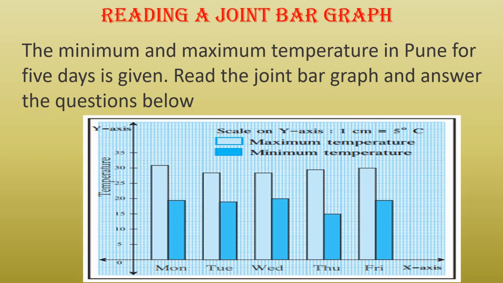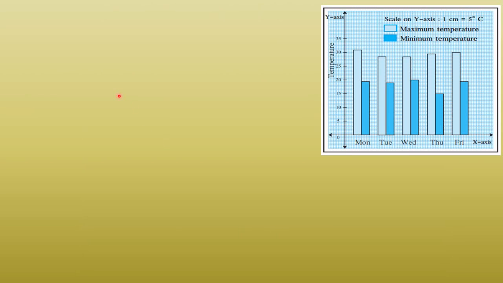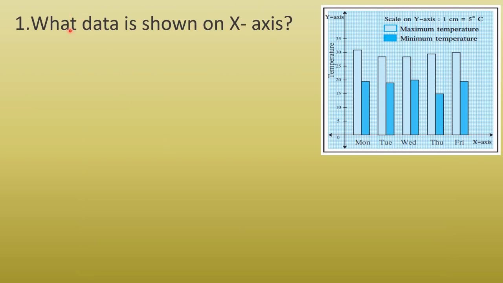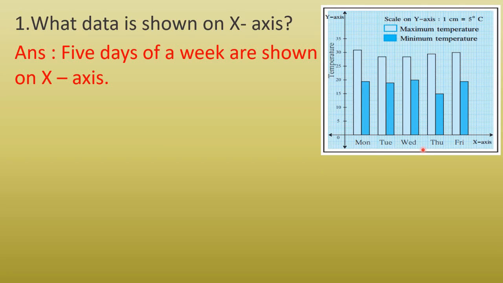Question number 1, what data is shown on the x-axis? Here on the x-axis, 5 days of a week are shown. On the x-axis you can see Monday, Tuesday, Wednesday, Thursday, Friday is given. So these are all the 5 days of a week. Like this you will write.